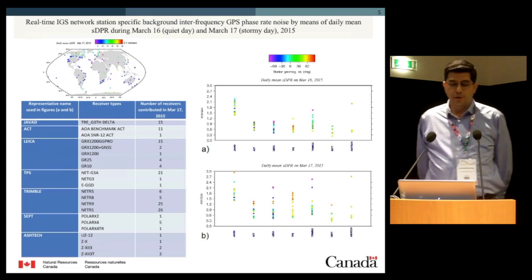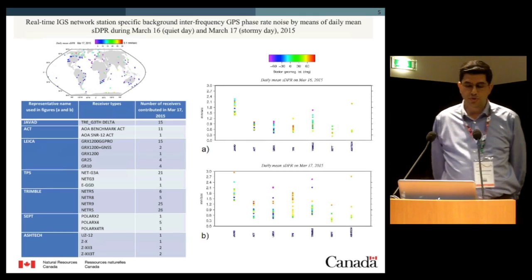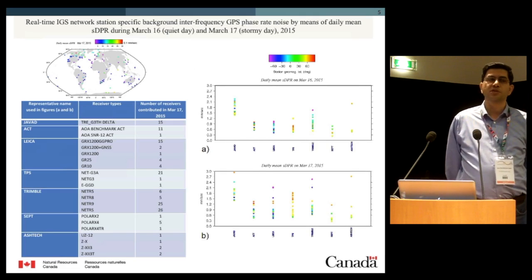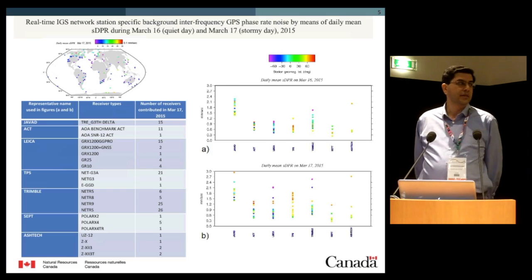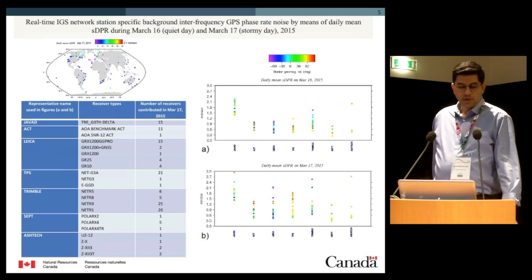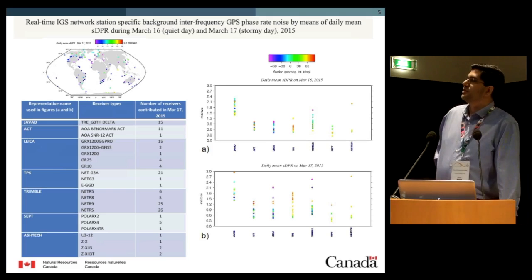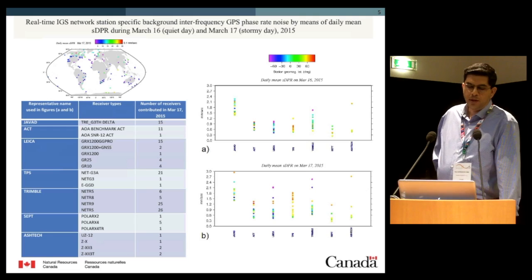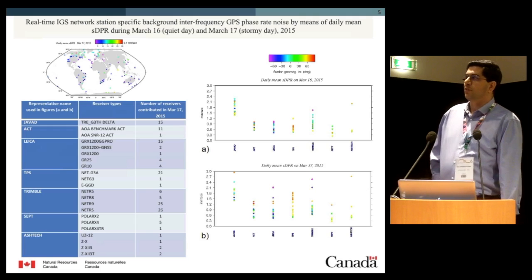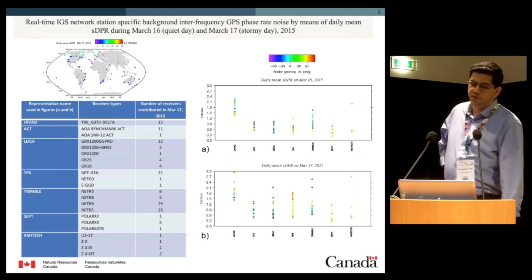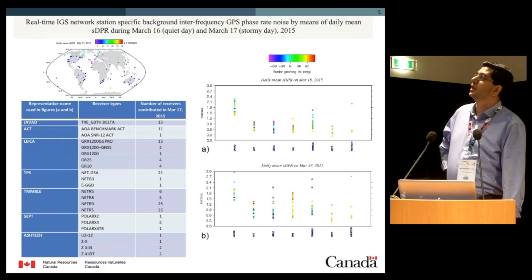the map on the upper left, which is the location of the real-time IGS stations during the famous March 17, 2015, also known as St. Patrick's Day storm, the strongest storm of the current solar cycle. The colors show the daily mean values of the SDPR. The table shows the receivers that contributed on that day, or at least those available to me from the RTIGS network. The figure on the right, A on the top, is the daily mean values during the quiet day before the storm, March 16.